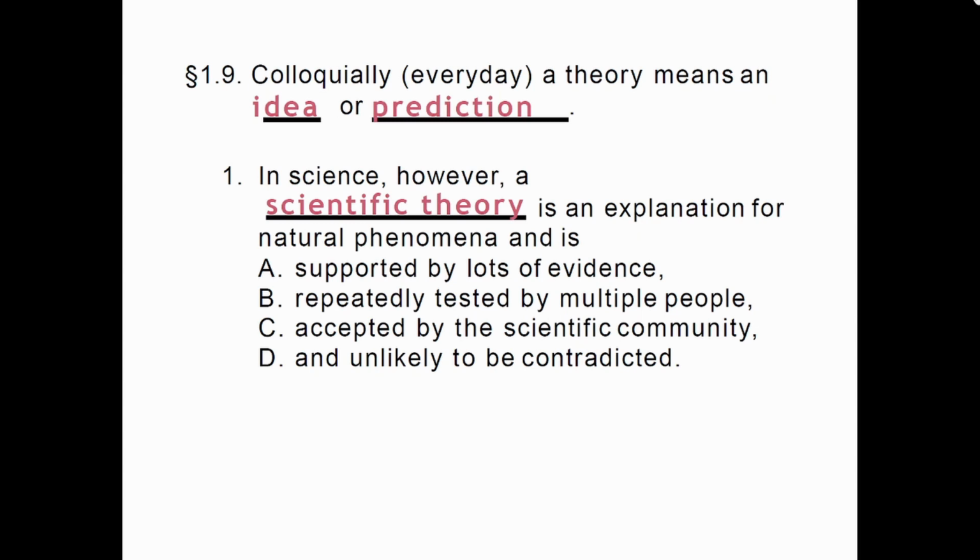And D, it is very unlikely to be contradicted. That's a very different definition from what our casual theory definition is. Let's think about it. If you're sitting down with your friends and you finished watching Game of Thrones and you were trying to talk about what you thought was going to happen in the next episode, you might say something like, my theory is that character X is going to die in the next episode.